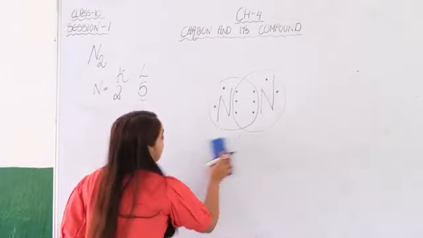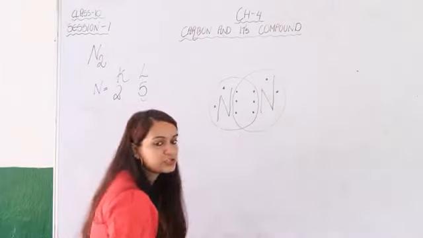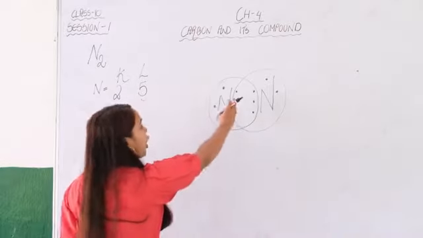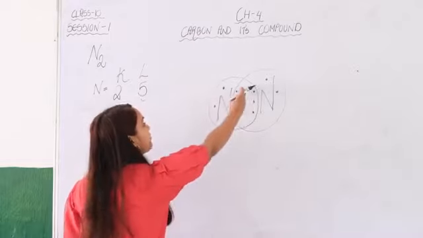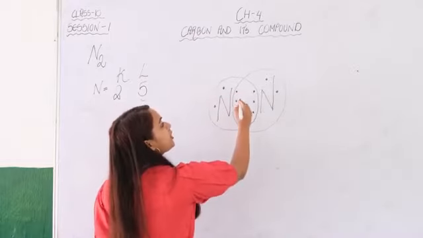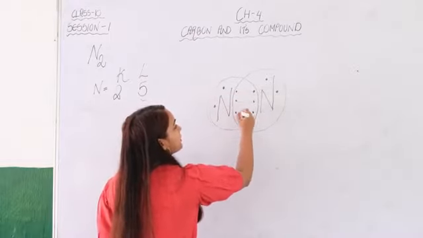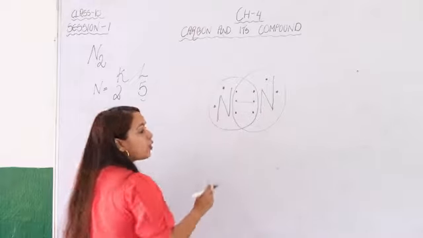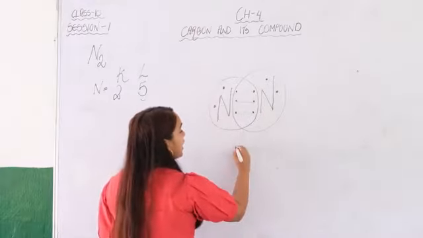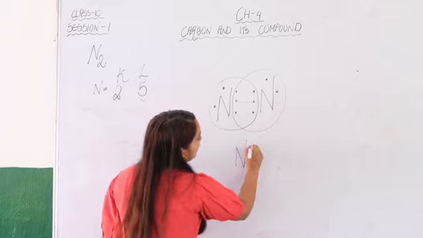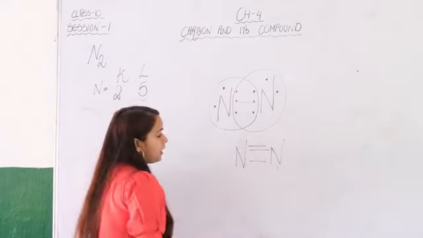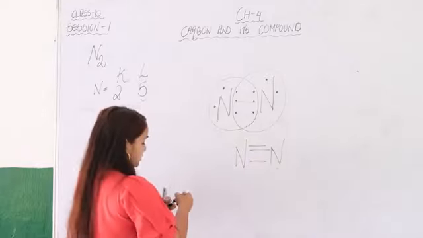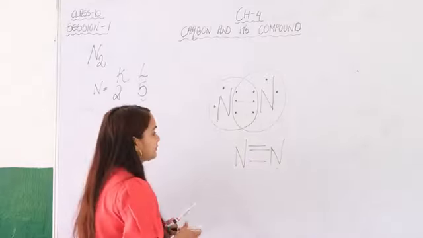How did they attain stability? Through sharing of electrons. How many pairs of electrons did they share? They shared 3 pairs of electrons. Each pair represents one bond. So in the case of nitrogen, 2 nitrogen atoms are attached by a triple bond. This triple bond is known as a triple covalent bond.